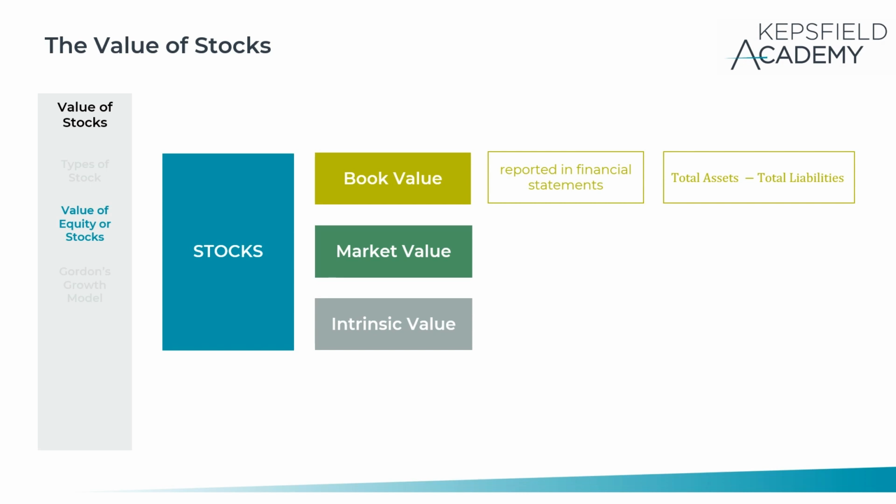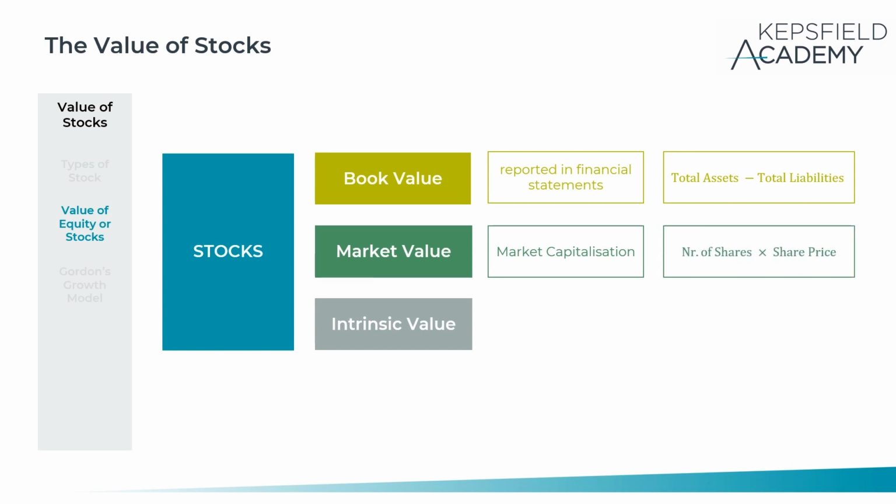Fair value, also known as market value, refers to the market capitalization of a firm's equity. Simply put, it's calculated by multiplying the total number of shares outstanding by the share price. Fair value fluctuates with changes in share prices and assumes that markets are efficient in determining the value based on available information. It's a snapshot of what the market thinks the company is worth right now.